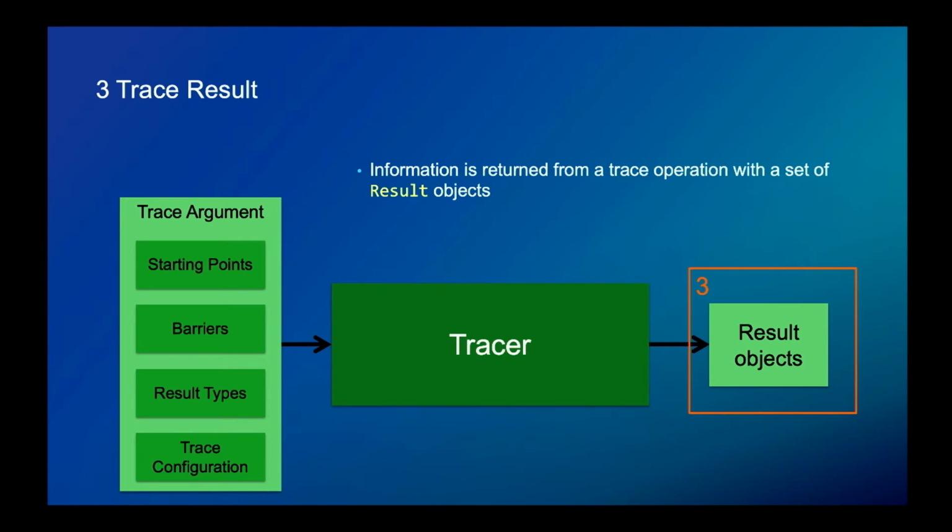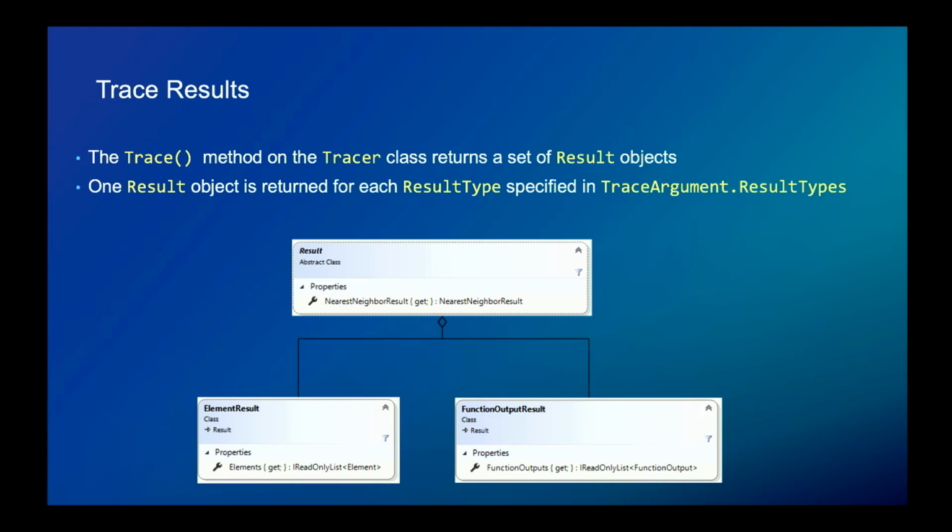Finally, we get our trace results. So when you run a trace operation, you get back a set of trace results, and that set of results depends on the set of result types that you passed into it at the beginning of your trace. So right now we have two kinds of trace results. We have element results, which just returns all of the features or parts of features that got returned, as well as function outputs.